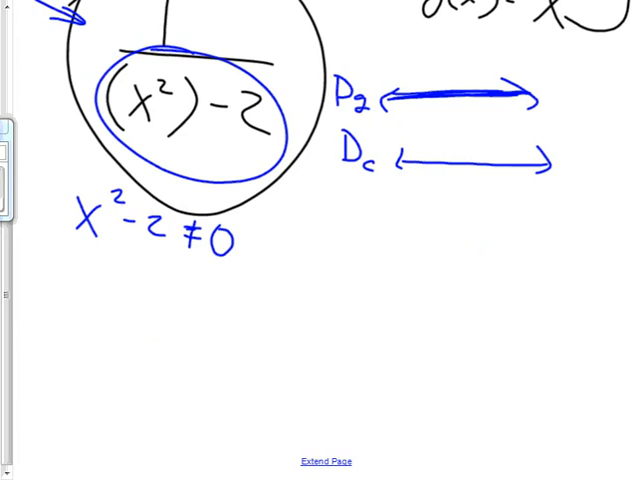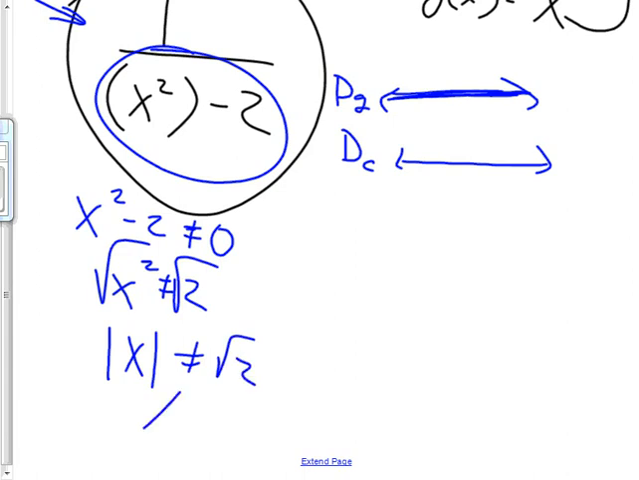See if you make the common mistake that everybody makes when you're doing this. And by everybody, I don't mean everybody. Doesn't it seem like the answer is just the square root of 2? There's two things, right? Because when you take the square root here, you have absolute value of x is not equal to root 2, and then you get two answers. x cannot be root 2, and x cannot be negative root 2.